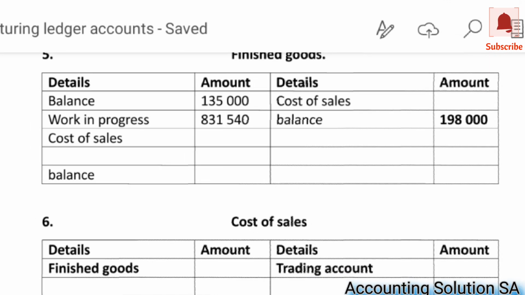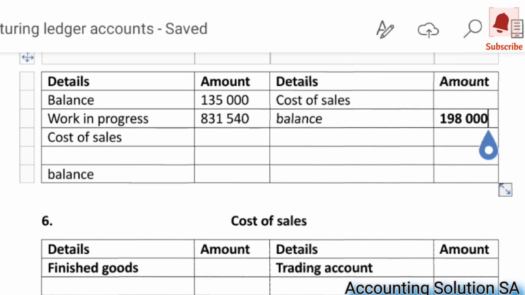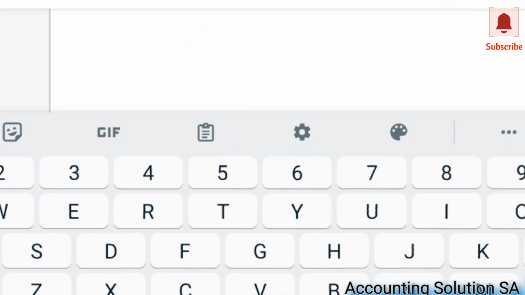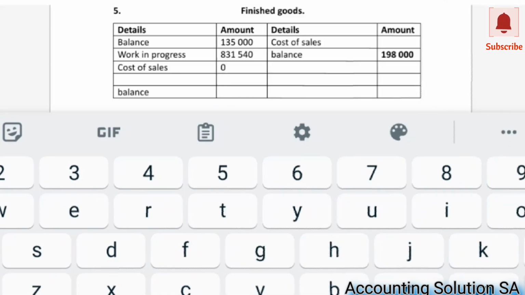What do we do now? Very simple. The cost of sales on the debit side simply means that there is a return of goods. On the credit side, it means that it's a cost of sales amount that we have to get as a balancing figure. So in this case, we don't have any return, which means that our cost of sales on the debit is going to be zero.